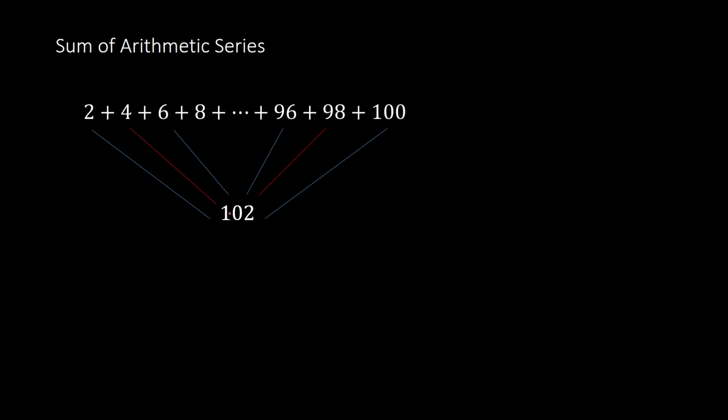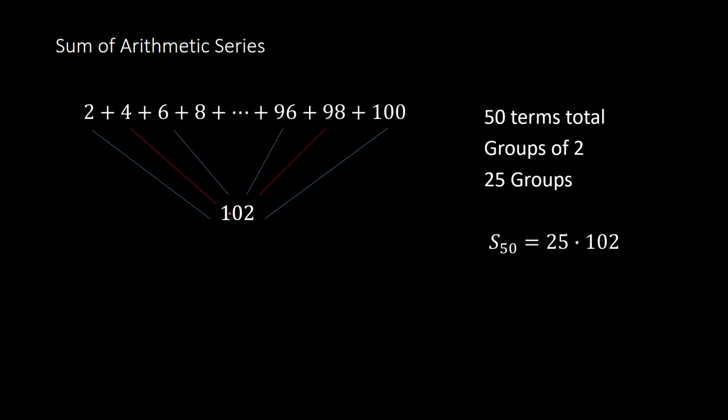So the question is, how many times do we have to add 102 together? How many groups can I make of 102? Well, we said there's 50 terms here. So because there are 50 terms total, and we're taking groups of 2, then there are 25 groups that we are going to take. So 25 groups of 102 would be 25 times 102. So my solution would be 2,550. So that is a process that we're going to use to add together an arithmetic series.